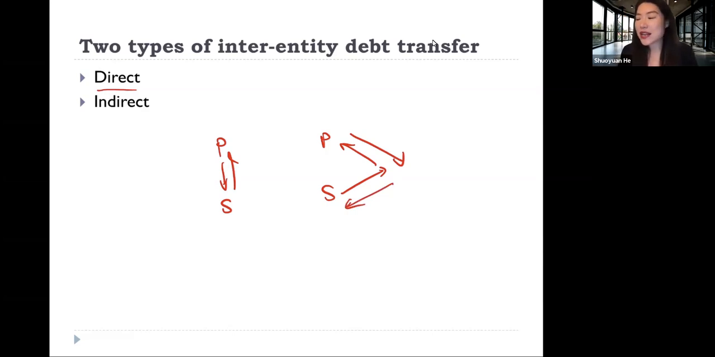And as you can see here, the direct type of intra-entity debt transfer is pretty easy. We just need to put the parent and subsidiary's financial statements together and then cancel out. If it is downstream, for the parent, that may be debt payable, bond payable, and for the subsidiary, that is its investment account. So we just need to cancel out the corresponding amount from those two accounts.